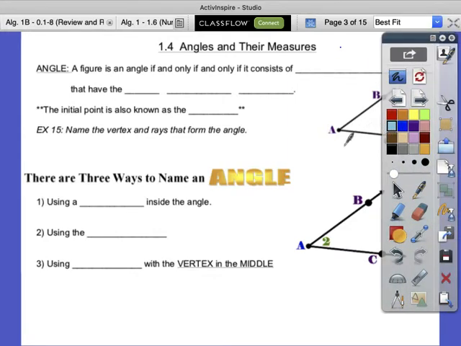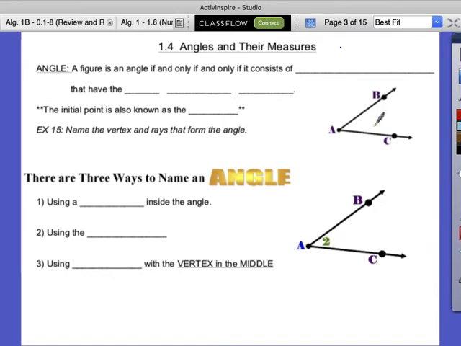Not to be confused with angels. Okay? Angles. So an angle: a figure is an angle if and only if it consists of two different rays that have the same initial point. Two different rays that have the same initial point. And we'll talk about what that means.